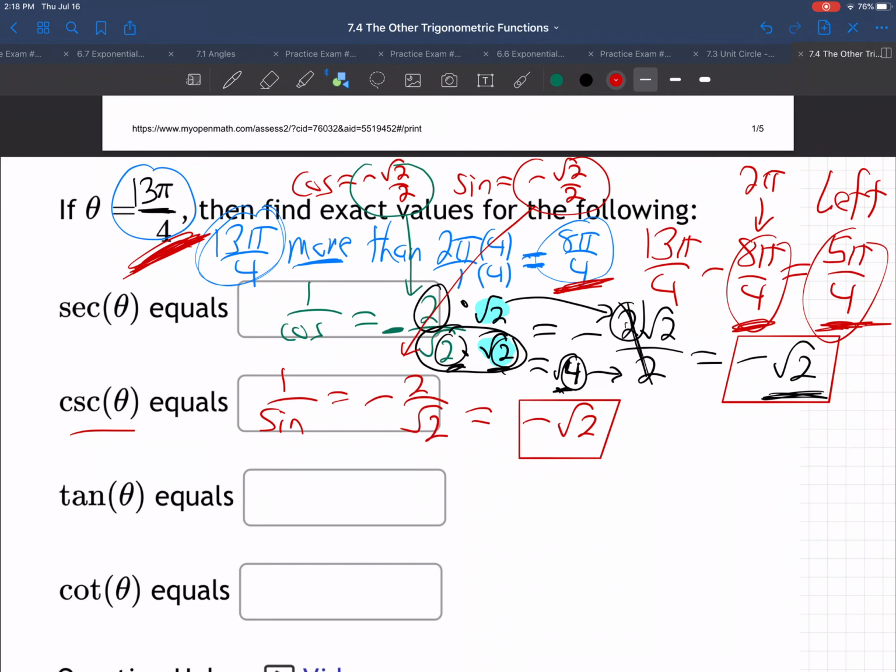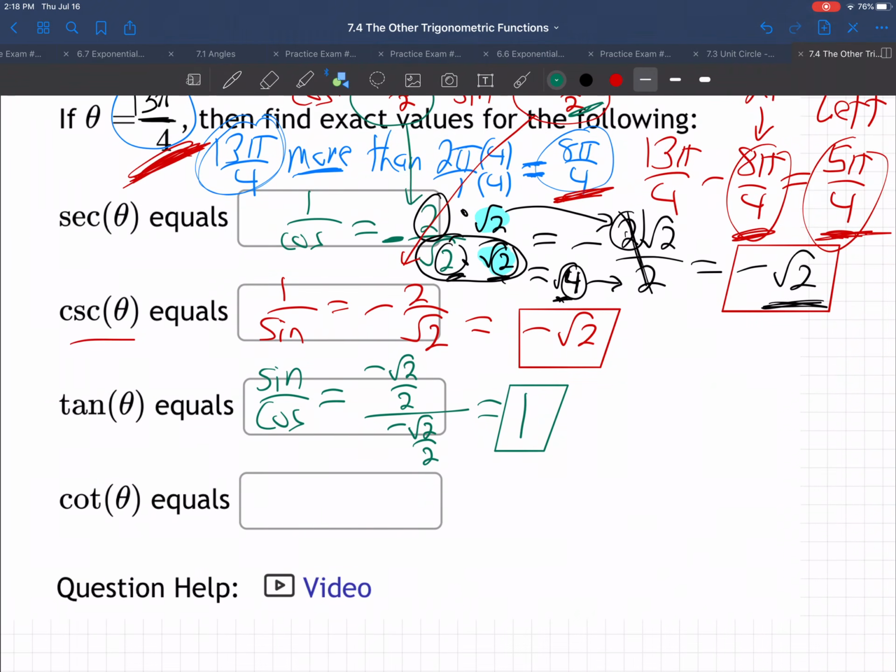Now let's go to the tangent. So for the tangent, that is sine over cosine. So what's the sine up here? Negative root 2 over 2 over the cosine, which is the same thing, negative root 2 over 2. So that's just 1, isn't it? The same thing divided by itself is 1.